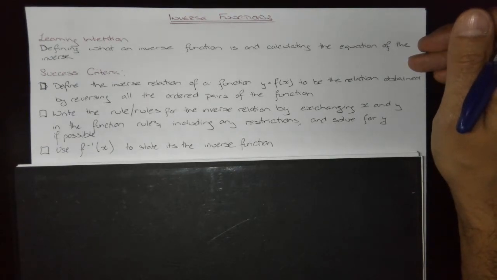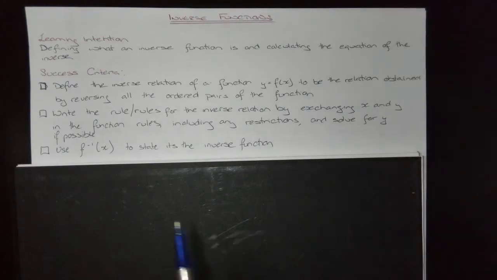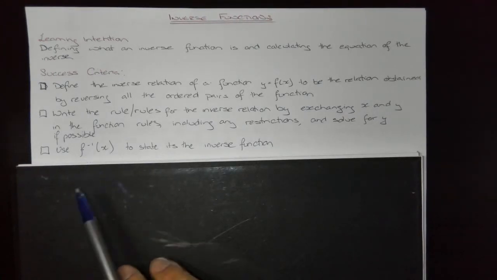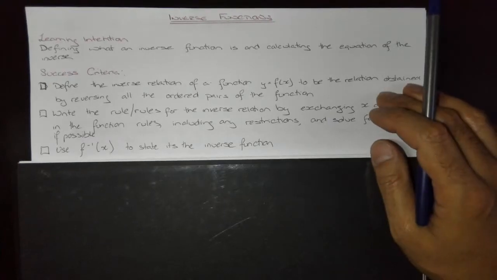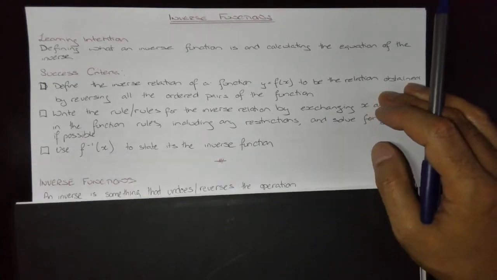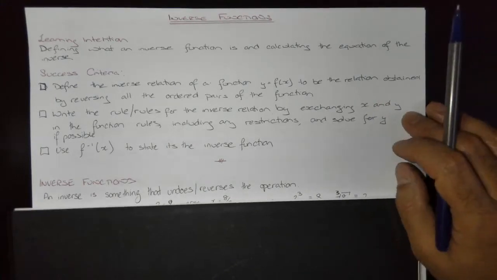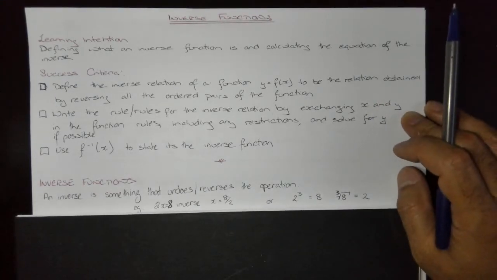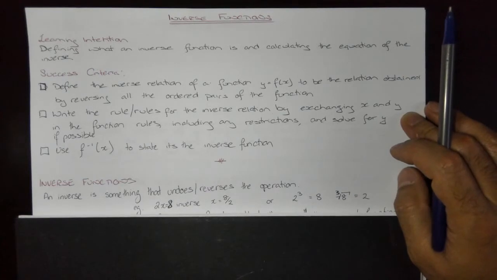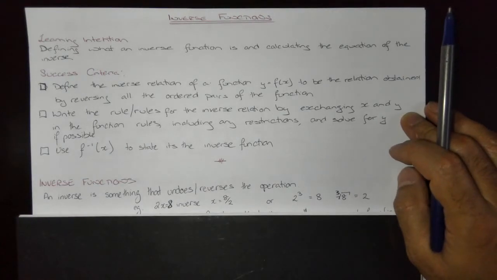They're very different. So the inverse function we write as f negative 1 of x, and obviously the reciprocal function is 1 over f of x. Very different. Okay, so inverse function. Inverse is something that undoes or reverses the operation. For example, we get 2x equals 8. Well, the inverse of that would be x equals 8 over 2. So to get back to x, we'd divide by 2.